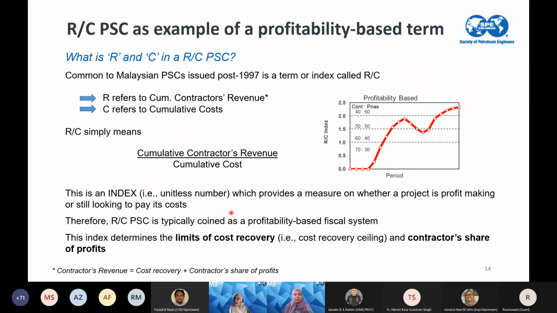And this index, why is it important? The ROVC index determines the limits of cost recovery, i.e. the cost recovery ceiling, and how much the contractor takes home. What do I mean by this?